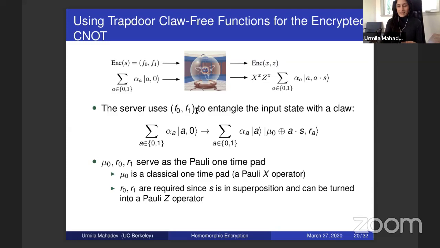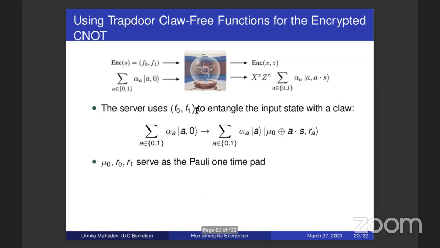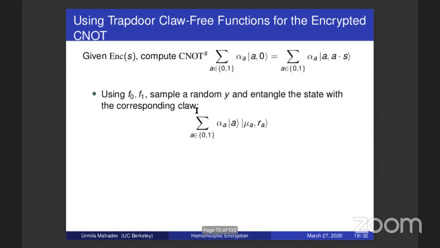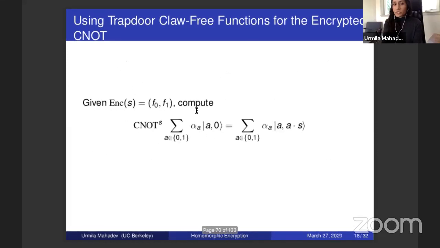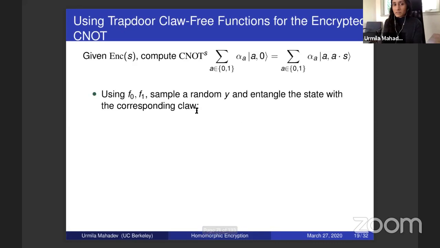So I know that was fast, and we can go back if there's any confusion about the previous slide. So the encryption of S is the pair of claw, is essentially a description of two functions, right? It's not values. Okay. It's a public description of two functions.